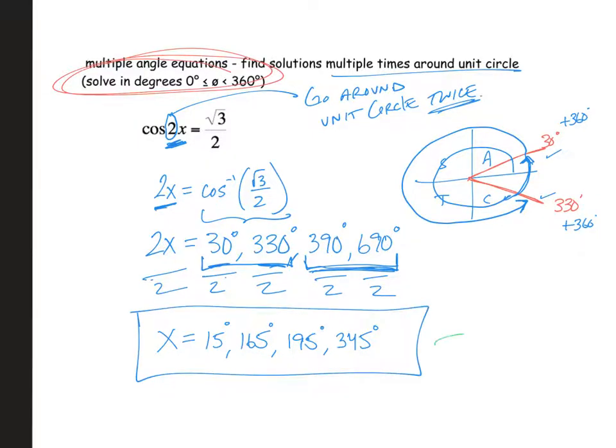And what I want you to notice is that all of them are between 0 and 360, just like it said up at the top here. So in the very end, that's where your answers should be, between 0 and 360. So again, we had to go twice around because of that 2 right there. We're going to try some more.